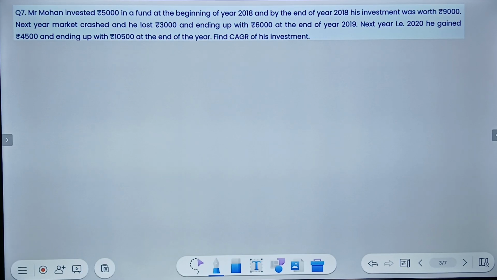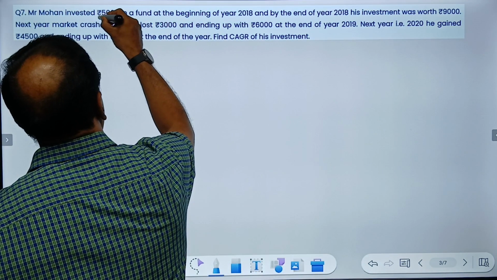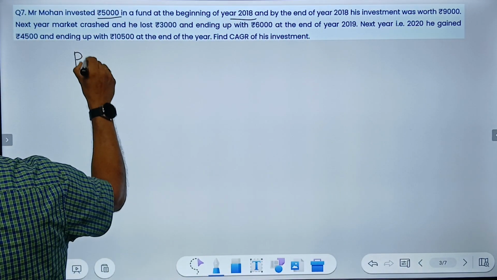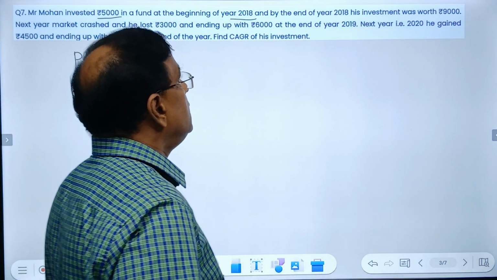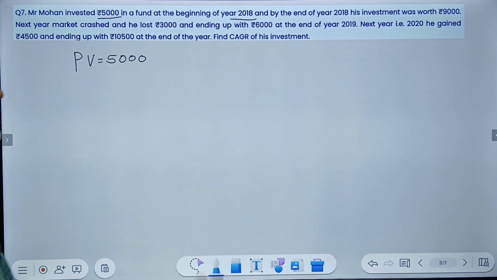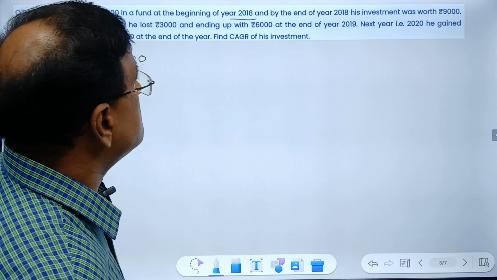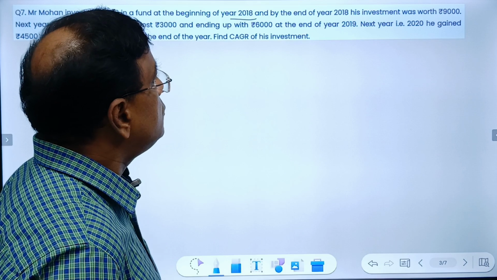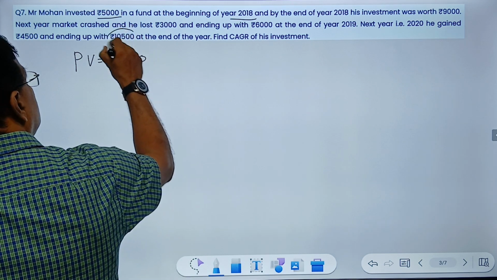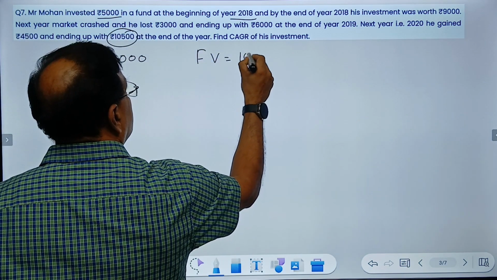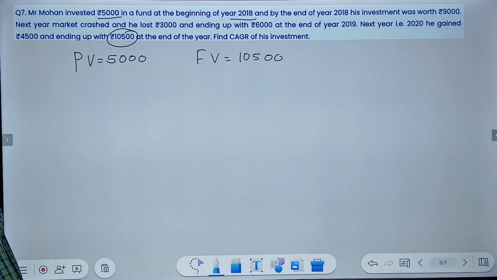Mohan invested rupees 5,000 in a fund at the beginning of 2008. So that will be the present value. By the end of 2008, his investment has increased to 9,000. Next year, the market crashed, he lost 3,000 and ended up at 6,000. Next year, in 2020, he gained again 4,500 and ended up with a final value, my future value, of 10,500 at the end of the year.